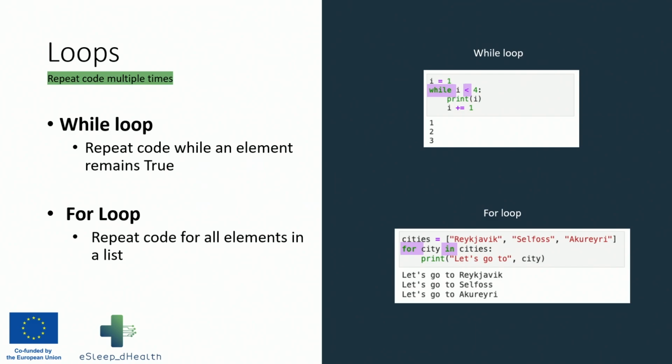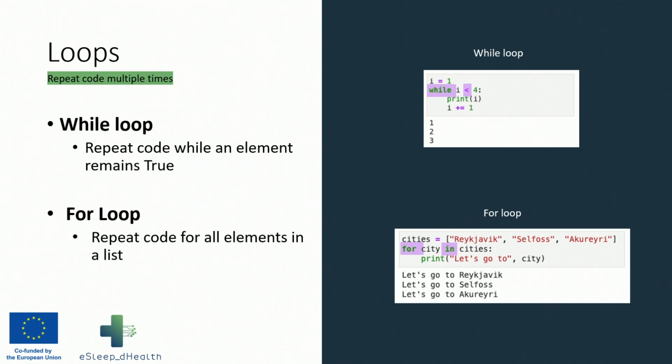And the grammar is similar. We start the loop with a for. Then we can come up with any word, actually. I write here now city, but you could also say x or whatever. So for city in cities, now we need to use the name of our list. Then we end the statement with a colon, and then we indent again all of the code that should be repeated within this loop. And the code that we repeat here is print let's go to, and then the name of the city.